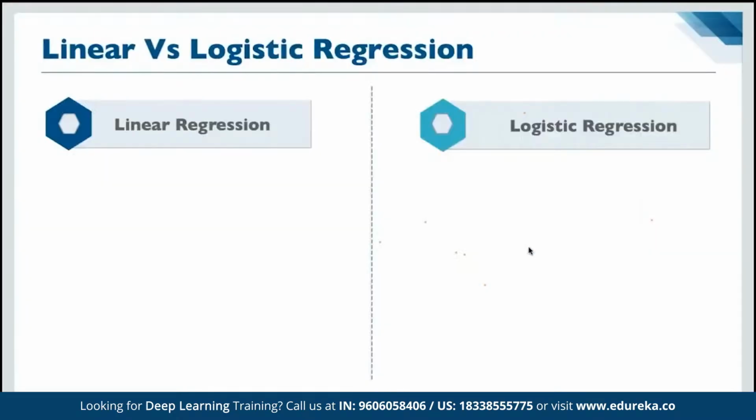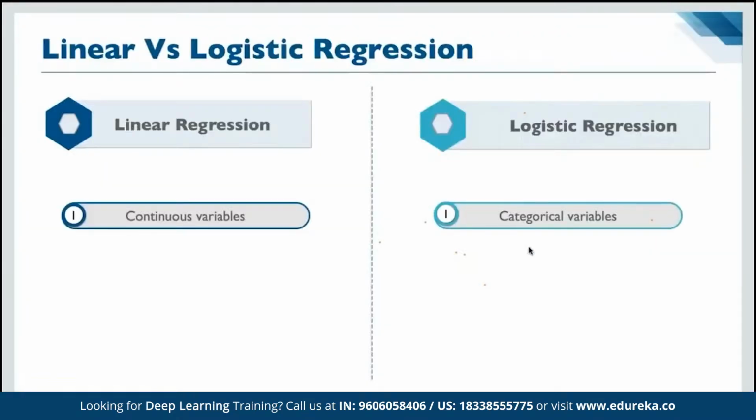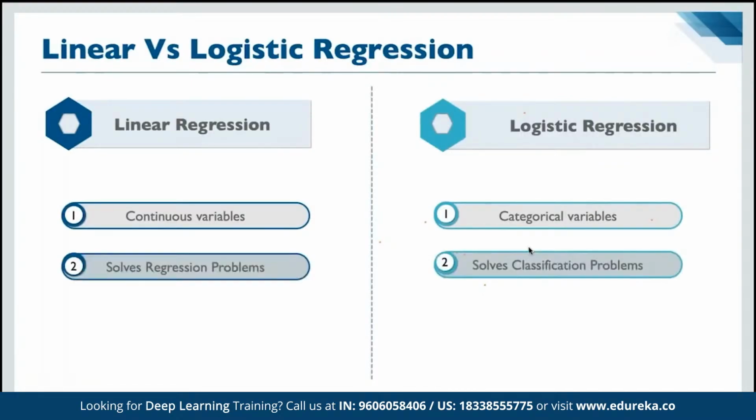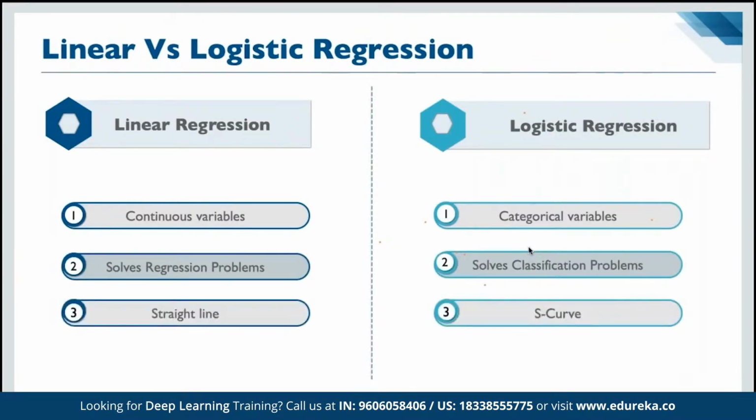So, linear versus logistic, we'll just quickly summarize. I told you, in linear regression, we have a continuous variable as the output variable, and in logistic, we have a categorical one. Linear regression solves regression problems; classification problems are solved by logistic regression. Linear regression is denoted by a straight line equation, and logistic regression by an S curve.